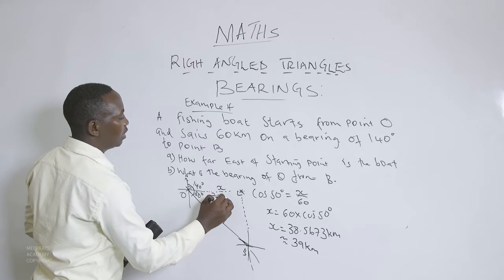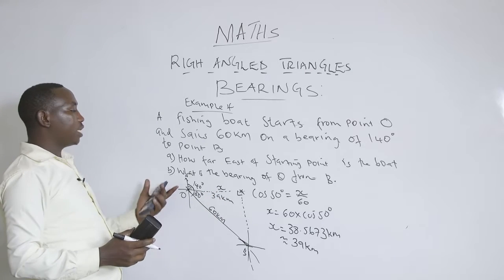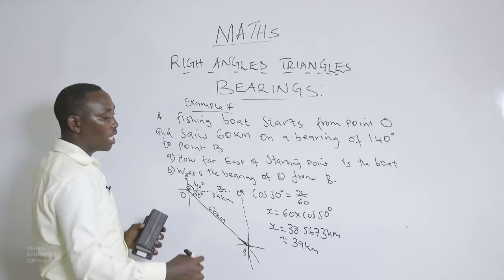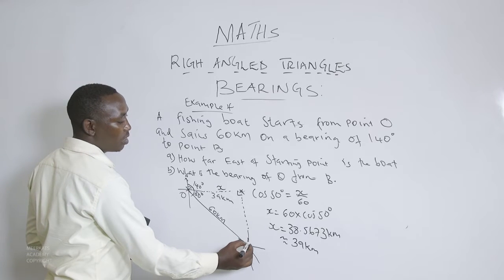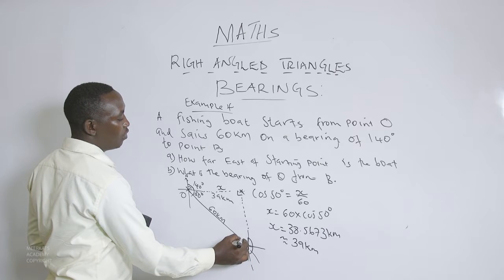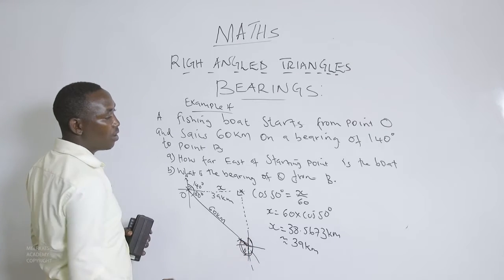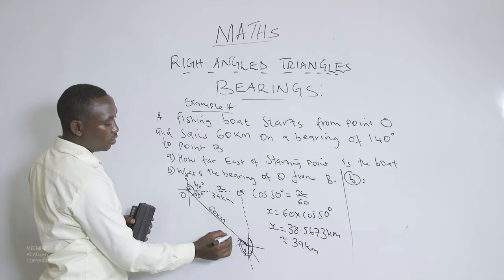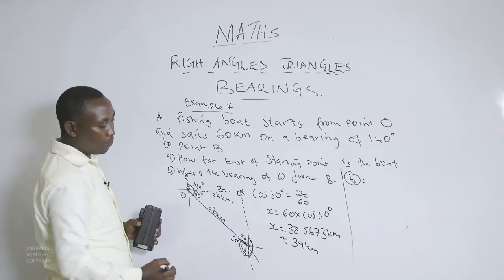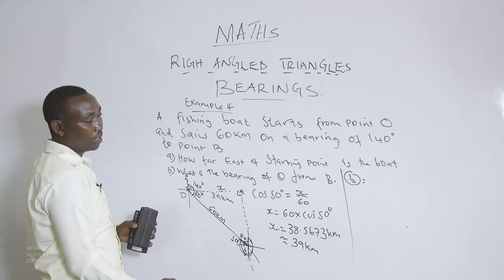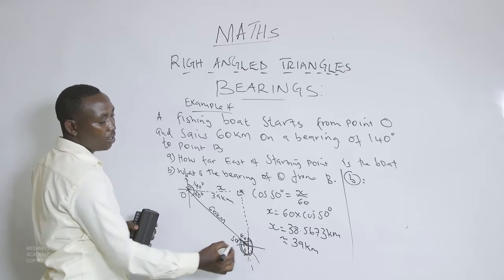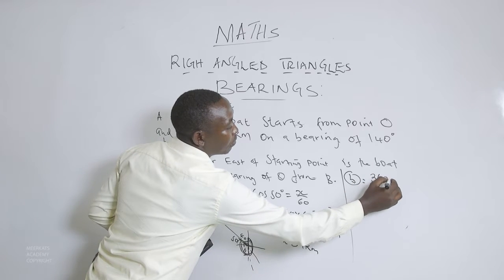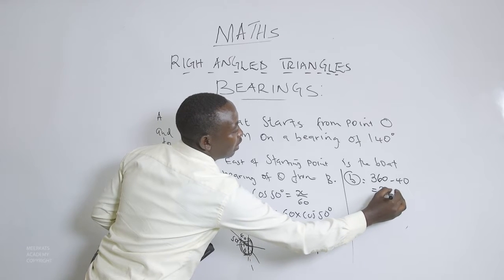So from here up to here is 39 kilometers. The next question was, what is the bearing of O from B? So again, you stand at point B and you try to locate O from your true north. The angle we are looking for is the whole of this angle here. If this is 50, this will be 50 degrees. And if this is 50, that will be 40 degrees, given that the whole of this is 90 degrees. So the whole of this angle, using the angles at a point, will be 360 less 40, which will give us 320 degrees.